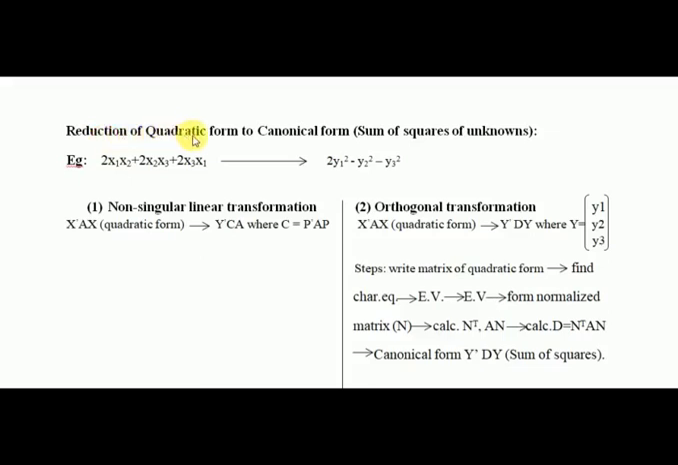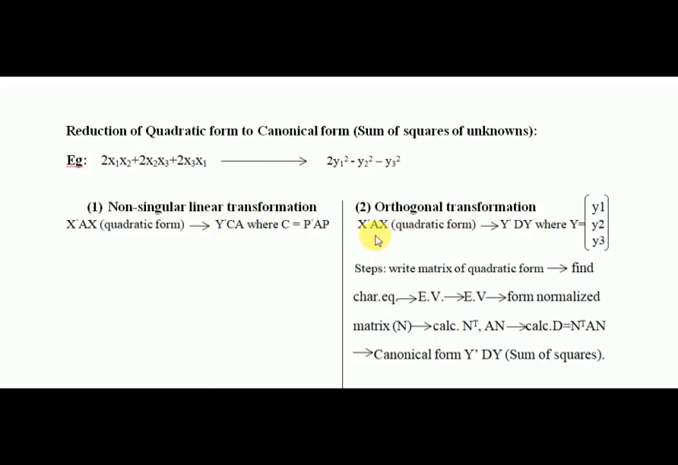Now, reduction of quadratic form to canonical form. Canonical form is also called the sum of squares of unknowns. For example, you see here the quadratic form. The question will be like this, and we need to convert that into canonical form, which is the sum of squares of unknowns. Here, y1, y2, and y3 are the unknowns, and we have two methods to solve this. The first one is non-singular linear transformation, and the second one is orthogonal transformation. Mostly we have problems regarding orthogonal transformation, so we see how to do this method.